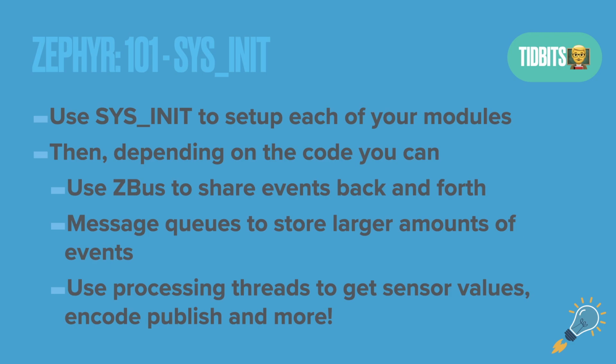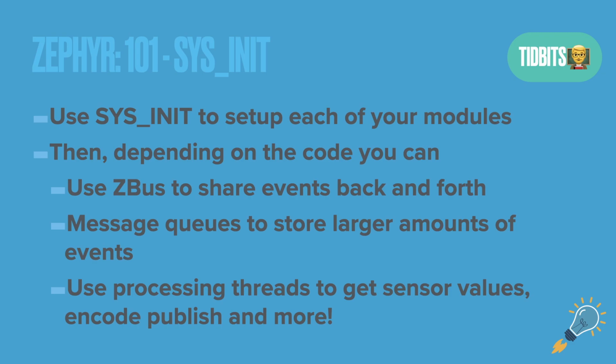Then depending on your code, you can use ZBus to share events between different modules, or you can use message queues to store larger amounts of events. I say and/or because message queues can stand alone on their own, or if you're sending multiple messages to multiple different modules with ZBus, you can use the message queue on the receiving module to store those events and then process them and do something with them later.